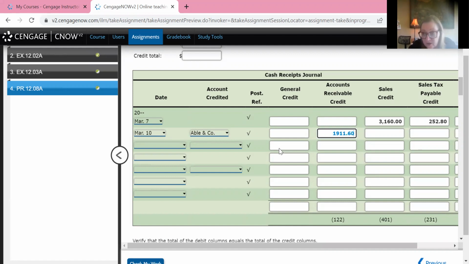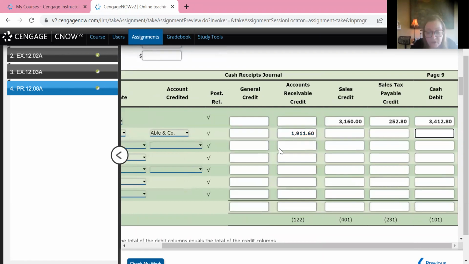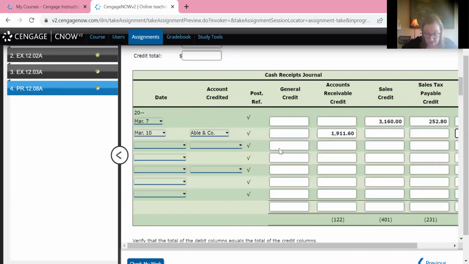We're not going to record any more sales because we already recorded that earlier whenever we showed the sale. This is just a collection. And it's the net amount after we credited them back for that refund. Okay, so that was the 10th.